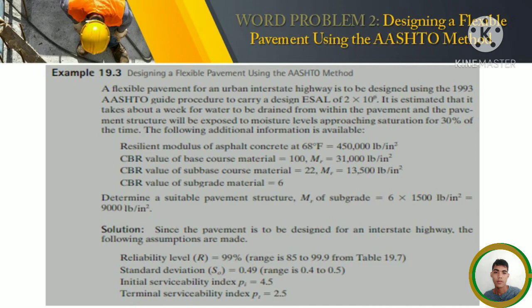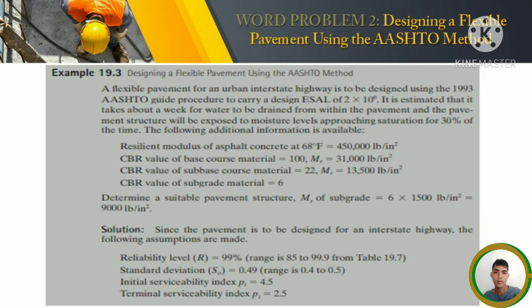M sub R of subgrade is equal to 6 times 1,500 pounds per square inch, so it is equal to 9,000 pounds per square inch. So the solution is basically like this. We're going to analyze the problem first.